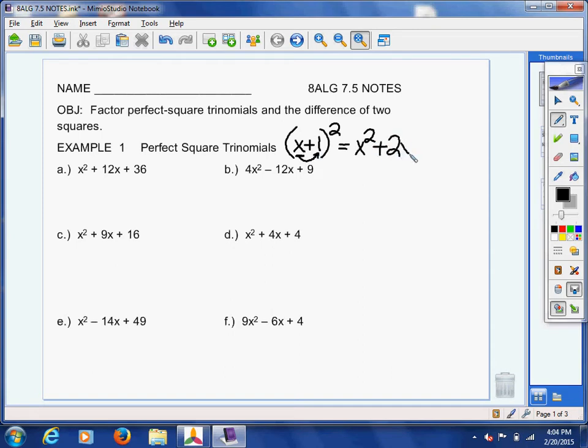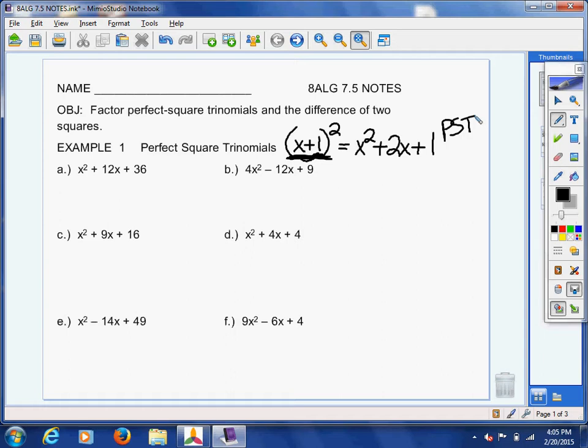So 1 times x is 1x, 1x doubled is 2x. Then square the second number in the quantity. 1 squared is 1. There's your perfect square trinomial. Okay? So that's what we learned in chapter 6, how to square a binomial to get this perfect square trinomial. I'll just shorthand it PST. Now they're going to give us the PST, the perfect square trinomial, and they're asking us, what were the original binomials?